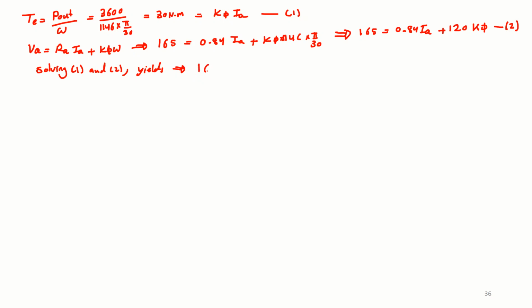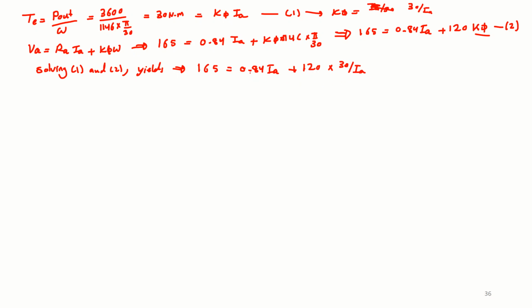165 will equal 0.84 IA plus 120. Now instead of k phi, from here we can say that k phi is equal to 30 over IA. So this will be multiplied by 30 over IA.